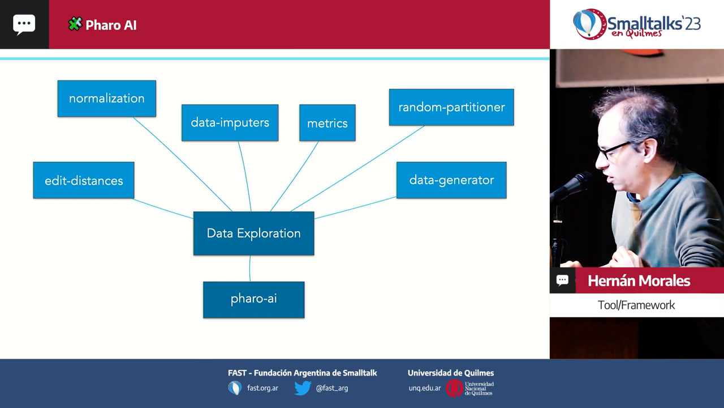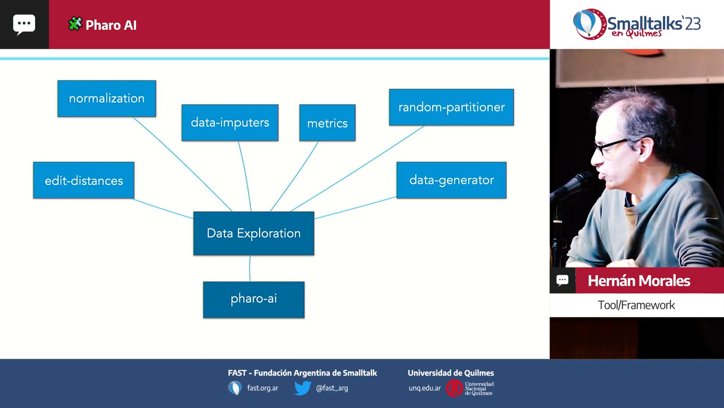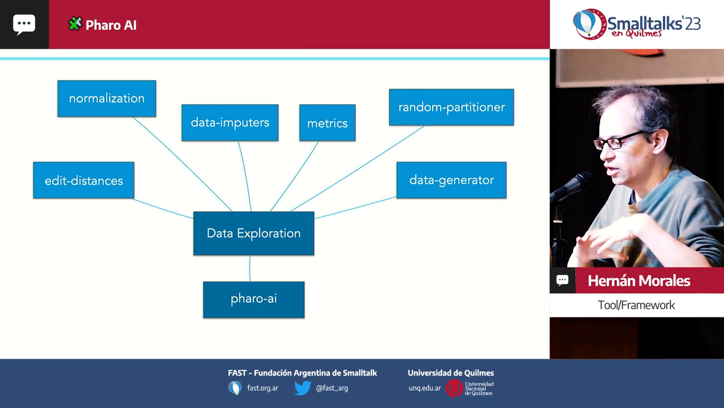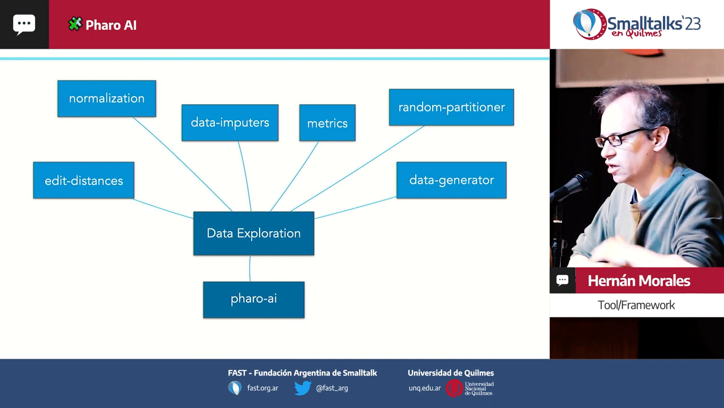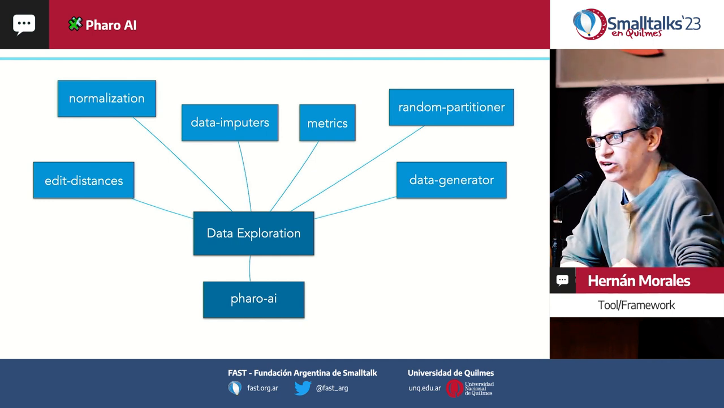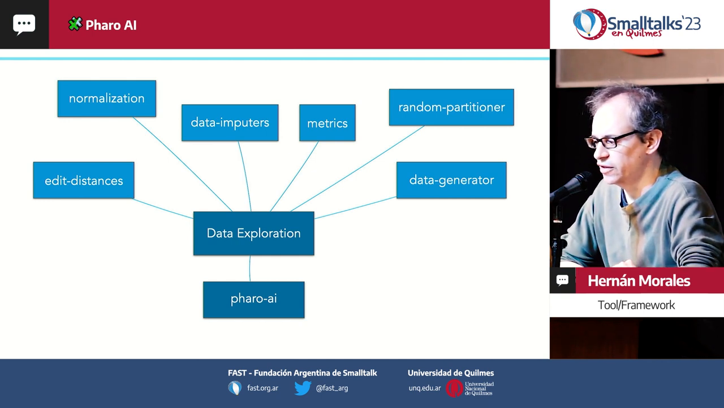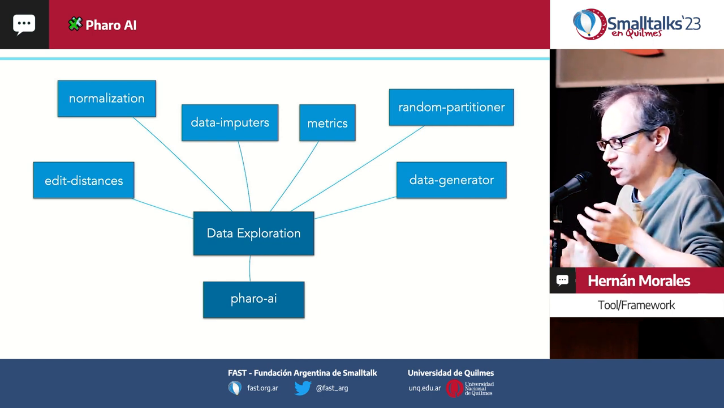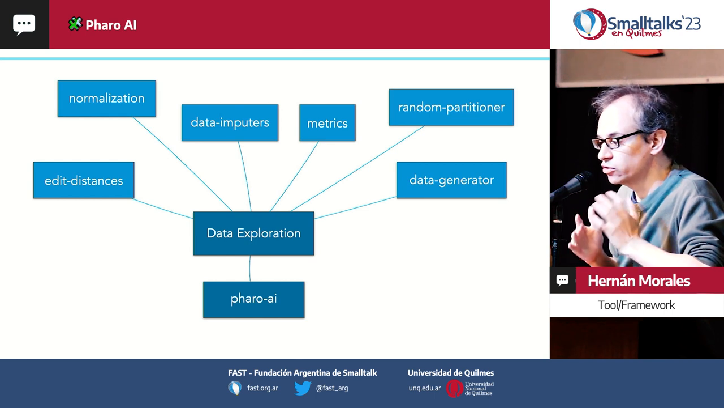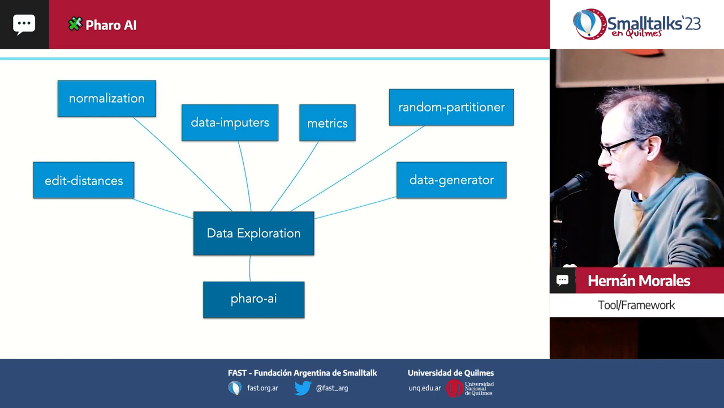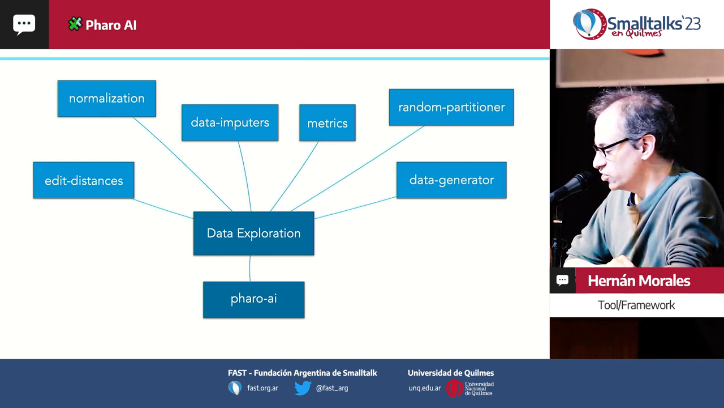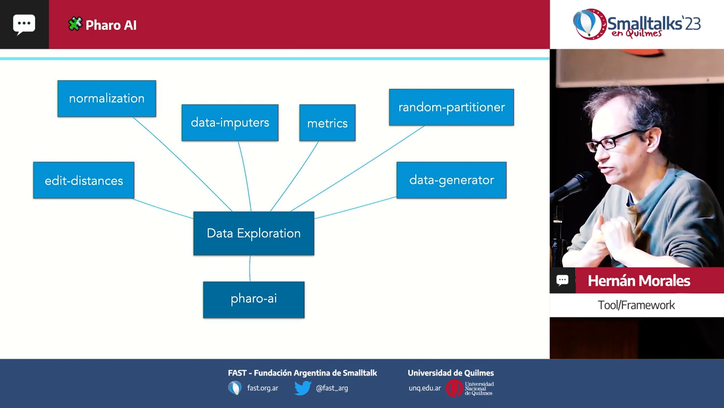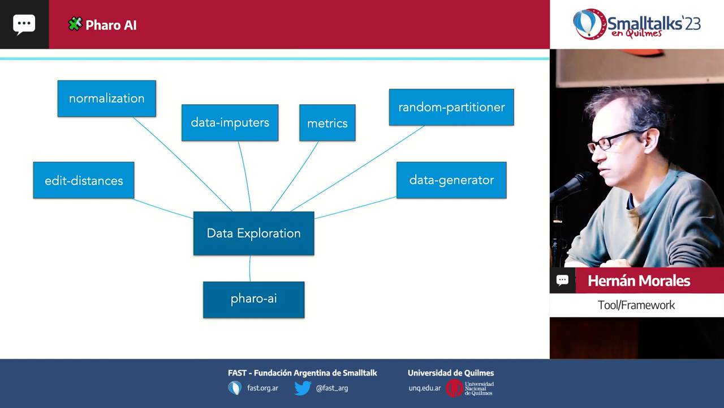We have a Pharo library for partitioning a collection, which is the random partitioner, given proportions. It splits the data set, which is very common when preparing a data set for training. So it shuffles the collection and divides it into non-empty subsets. And we have normalization, which is also part of data preparation, to change the values of numeric columns so that they are on the same scale.